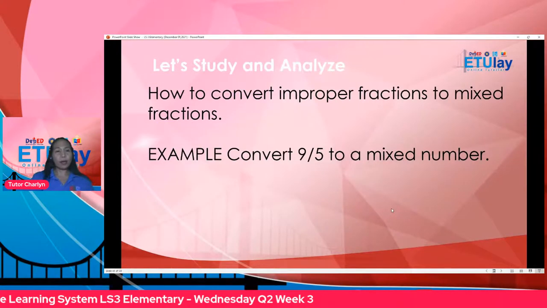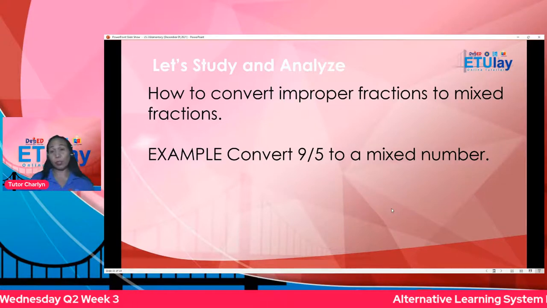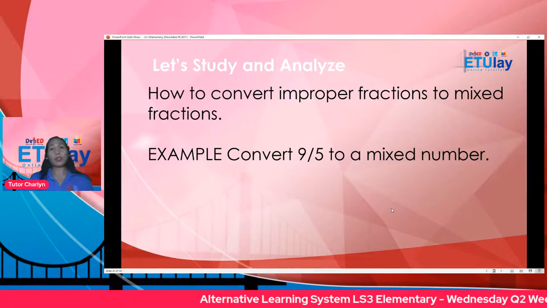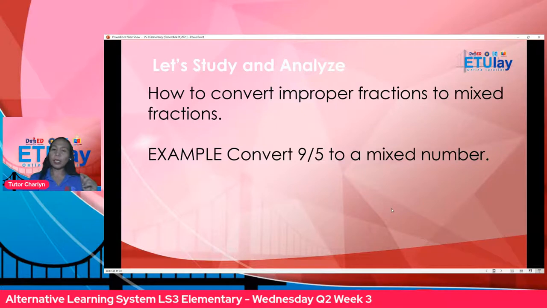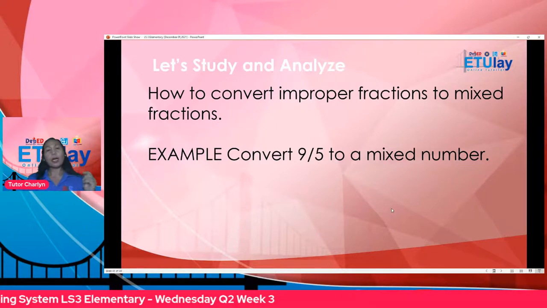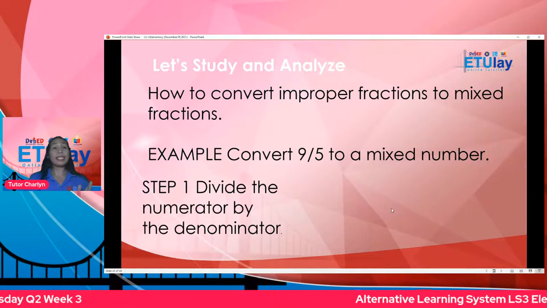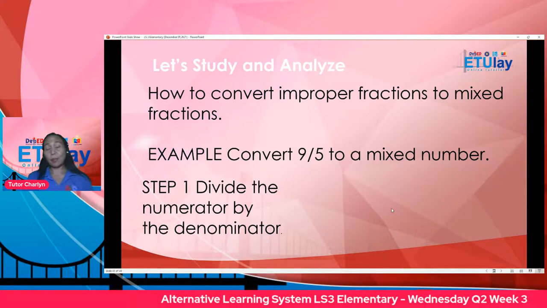How about this one? How to convert an improper fraction to a mixed number? So, vice versa. Baliktarin naman natin ngayon. Paano siya i-convert? So, 9 over 5 to a mixed number. So, kung kanina nag-multiply tayo, nag-add, ano kaya ang gagawin ngayon? So, to convert, step number 1, divide the numerator by the denominator. So, divide po ulit tayo.